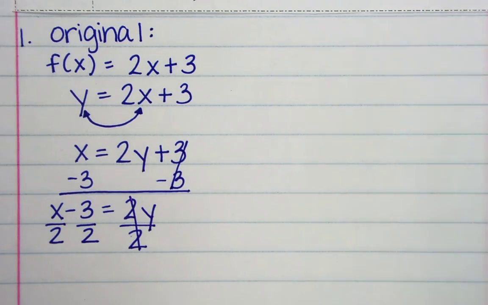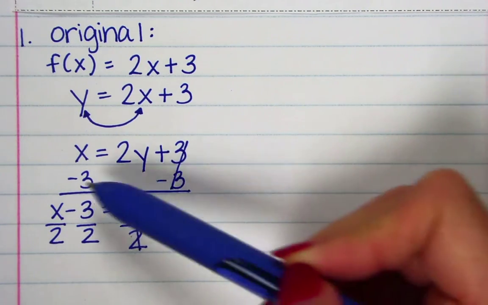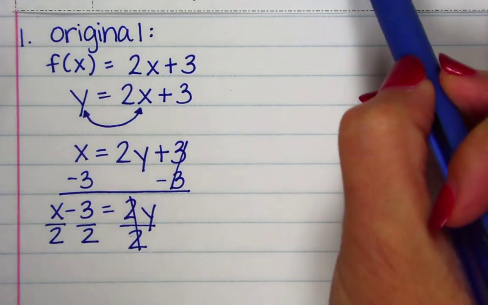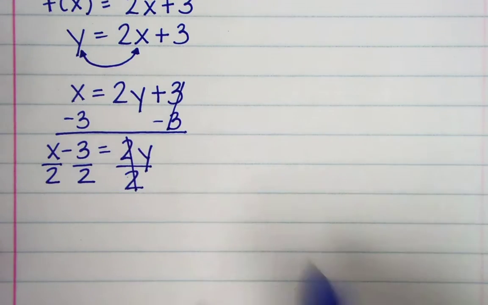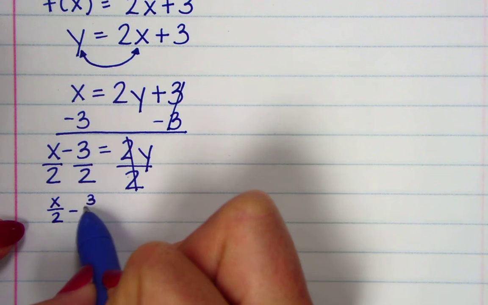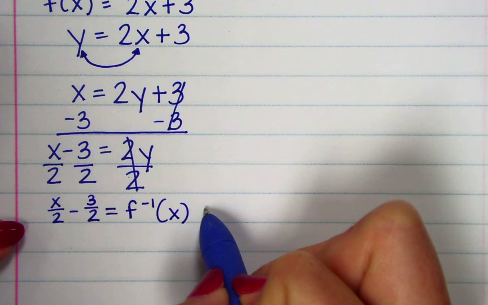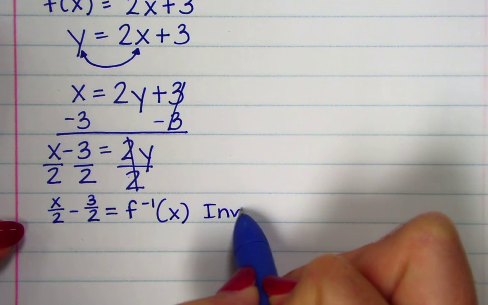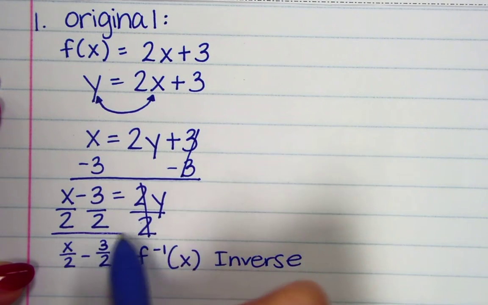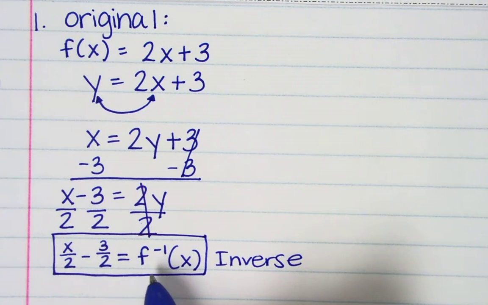My first step was change f of x to y. All through the middle of the problem, use x and y because it's a lot easier than using f of x. That's confusing. But my last step, I'm going to go back to f inverse, which is f of negative 1. So here's my equation. x divided by 2 minus 3 divided by 2 equals f inverse of x. This is my inverse. This was my original up here. This is my inverse. And you can always tell which one the inverse is because it's got this f to the -1 that you read f inverse.